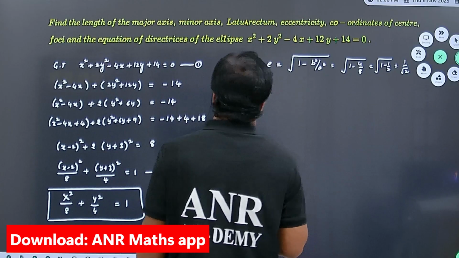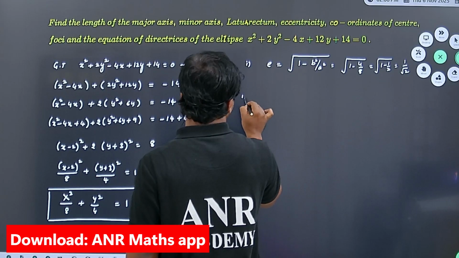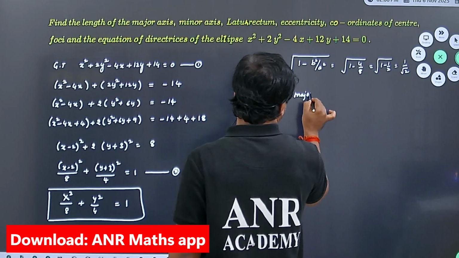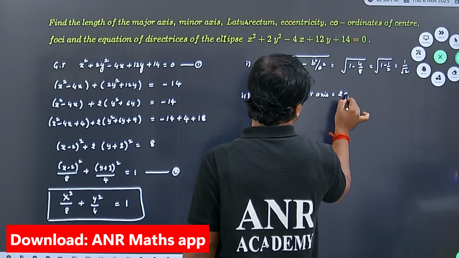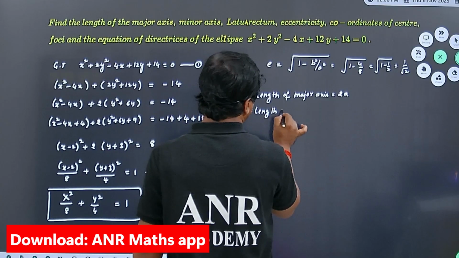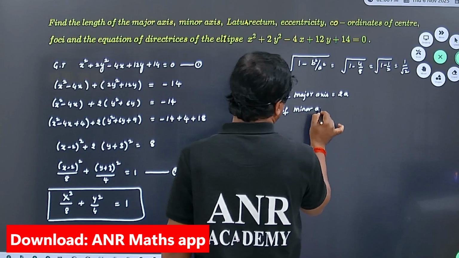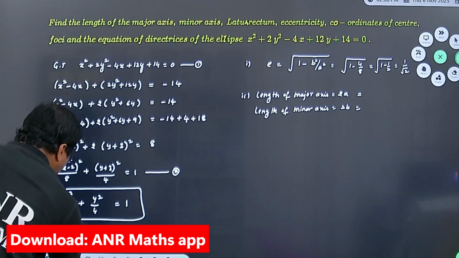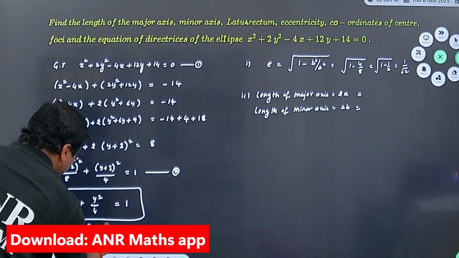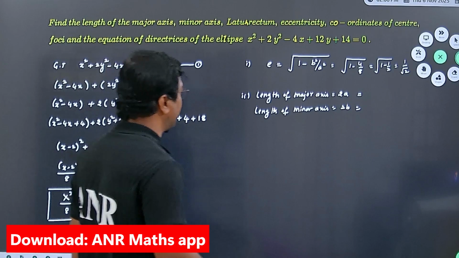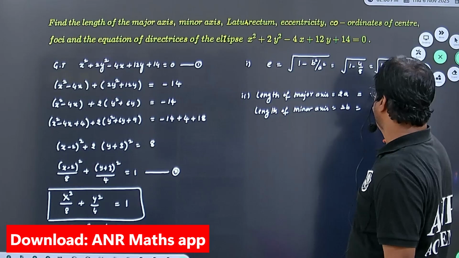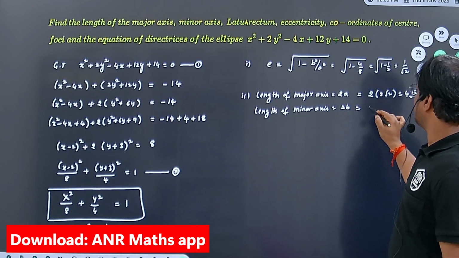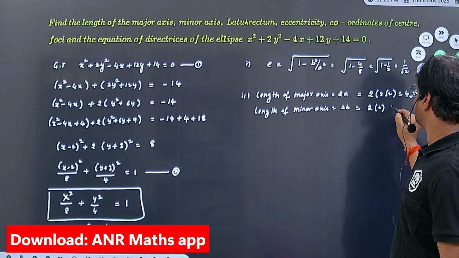Next, length of major axis, length of minor axis. Length of major axis is 2 times a. You know that length of minor axis is 2 times b. Here a square equal to 8 implies a equal to root 8, written as 2 root 2, and b square equal to 4, b equal to 2. 2 into a, 2 into 2 root 2 gives the result 4 root 2. Next, 2b, 2 into b value 2, so that it is 4.